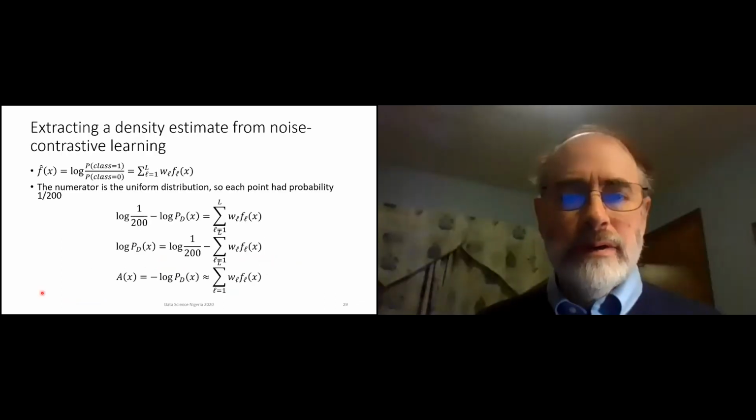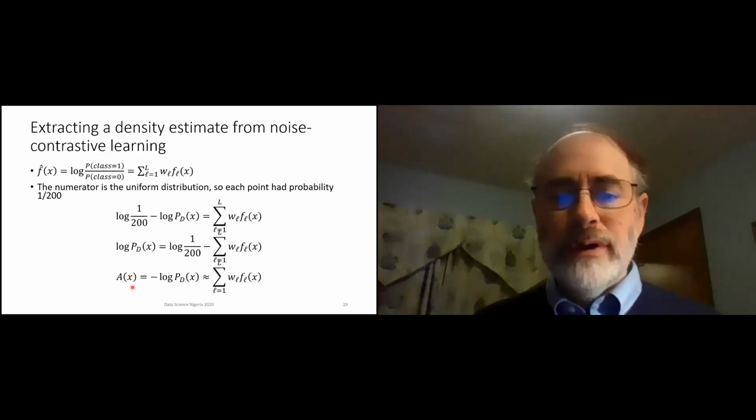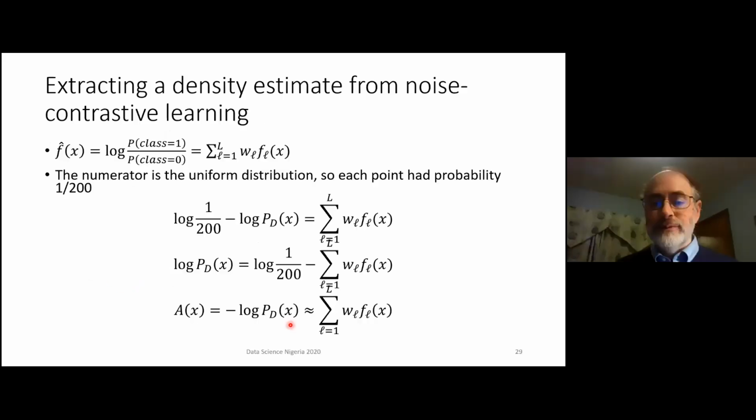Maybe I'll skip this, but you can actually derive mathematically that the anomaly score is the negative log of the probability distribution, basically this weighted sum. So it makes sense from a probability distribution standpoint. The idea is that our class 1 data points, because we drew them from the uniform distribution, we know that distribution. So we can basically solve for the class 0 distribution, which is our data distribution. So this is a density estimation method.